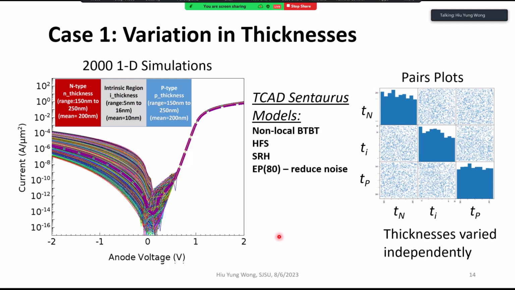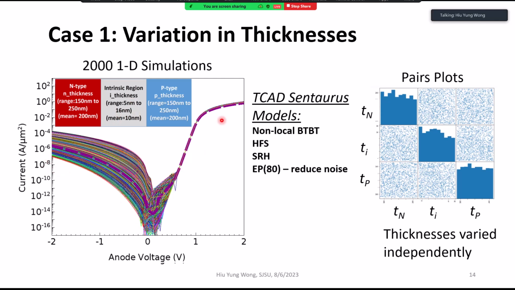Okay, so as I said, we can have a diode. A diode has an N region, where you can imagine it has a lot of electrons, an intrinsic region, pretty much an insulator, and then a P region. So in this exercise, we apply TCAD to generate 2,000 simulation data very fast because it's only 1D. And we vary the thickness from 150 nanometer to 50 nanometer for the N-type and P-type. And then for the intrinsic region, we change it from 5 nanometer to 16 nanometer.